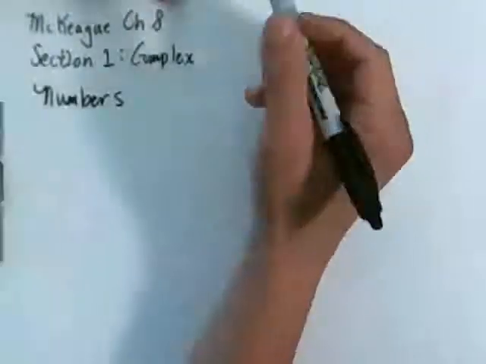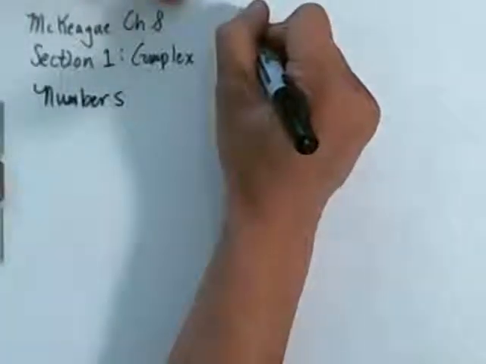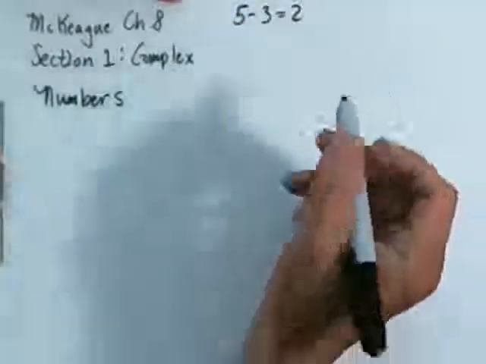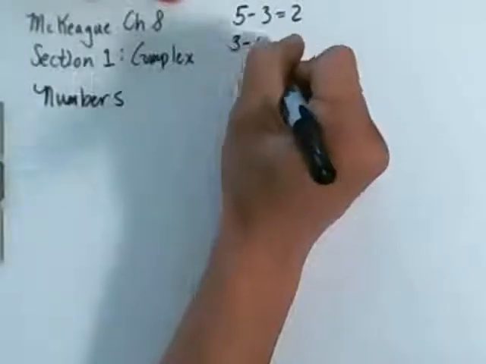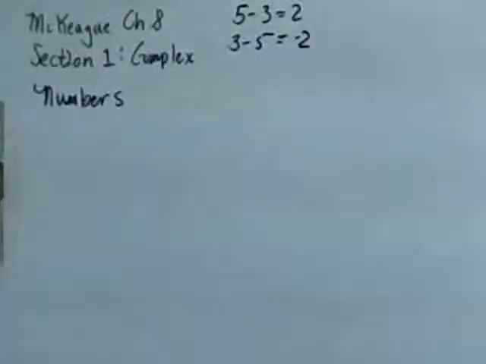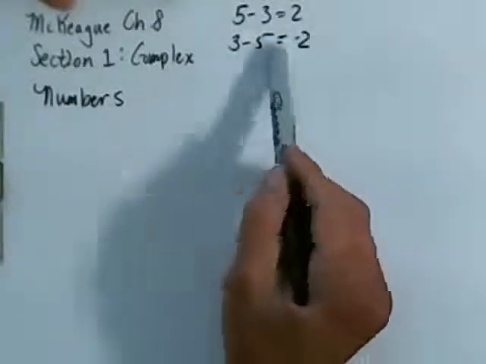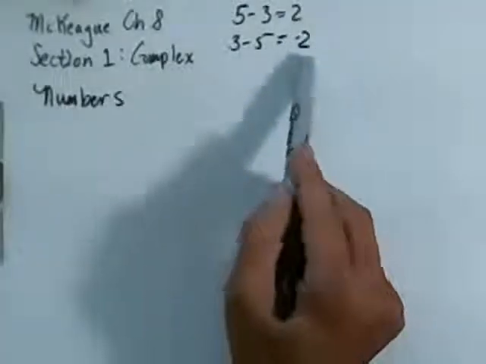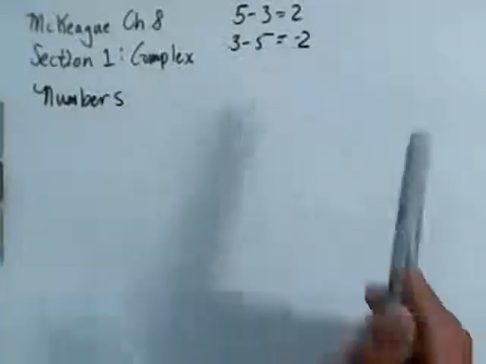So before we start, let's go back to your childhood a little bit. Say at the end of your 5th grade, you had a problem that was imposed upon you like this. Of course, 5 minus 3 is equal to 2. But what is 3 minus 5? That's equal to negative 2, of course. But at the end of your 1st grade, you go, what? You can't have negative numbers? Well, it's actually true now. You can have negative numbers.